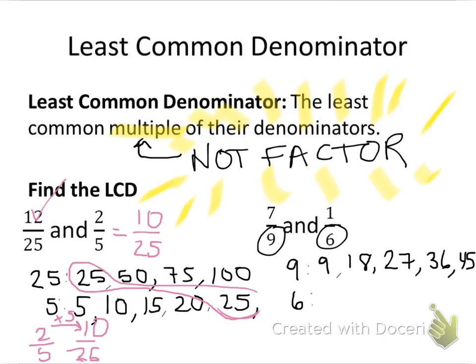Okay, let's do 6 now. 6 times 1 is 6. 6 times 2 is 12. 6 times 3 is 18. 6 times 4, 24. 6 times 5, 30. 6 times 6, 36. I need to erase this just so I can fit it in here. So we have 30 and then 36.